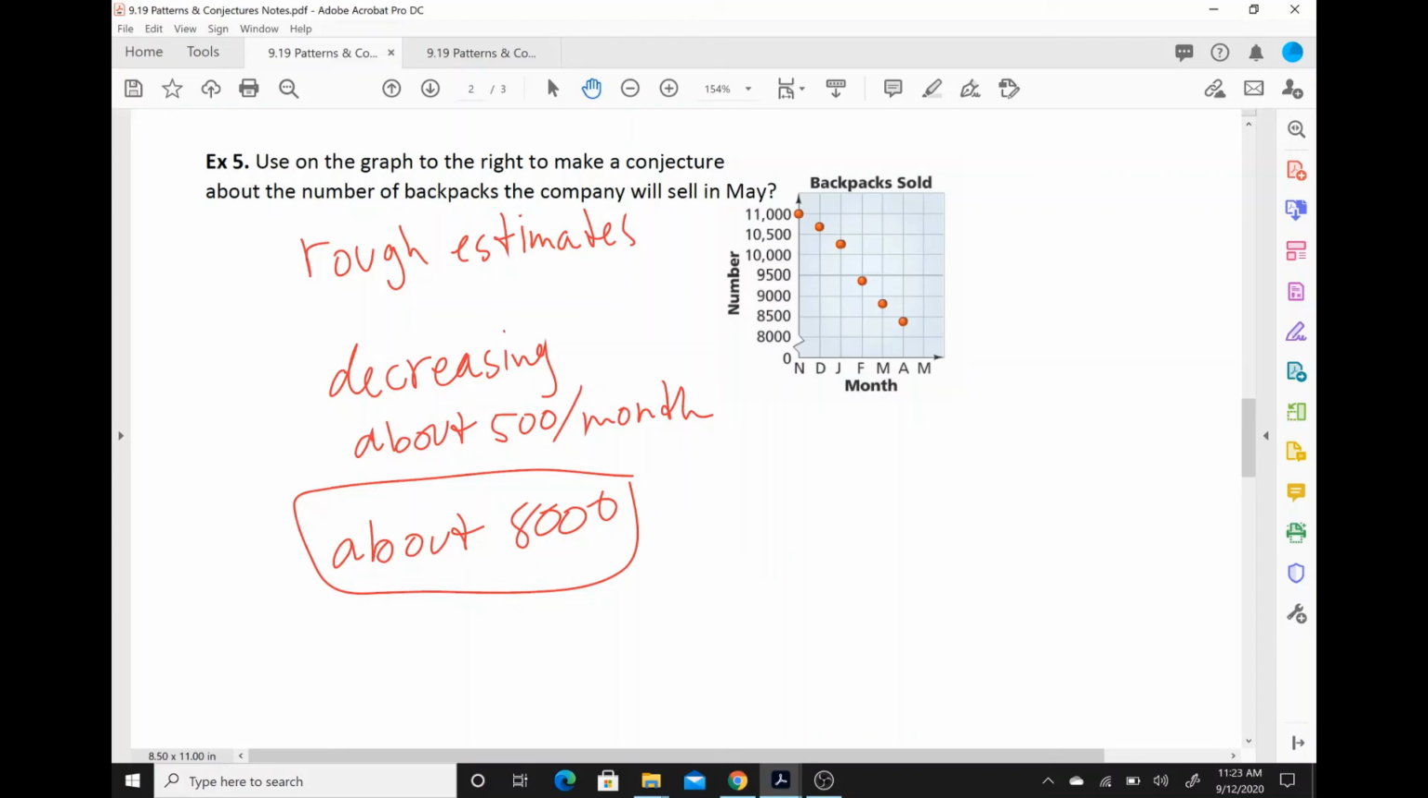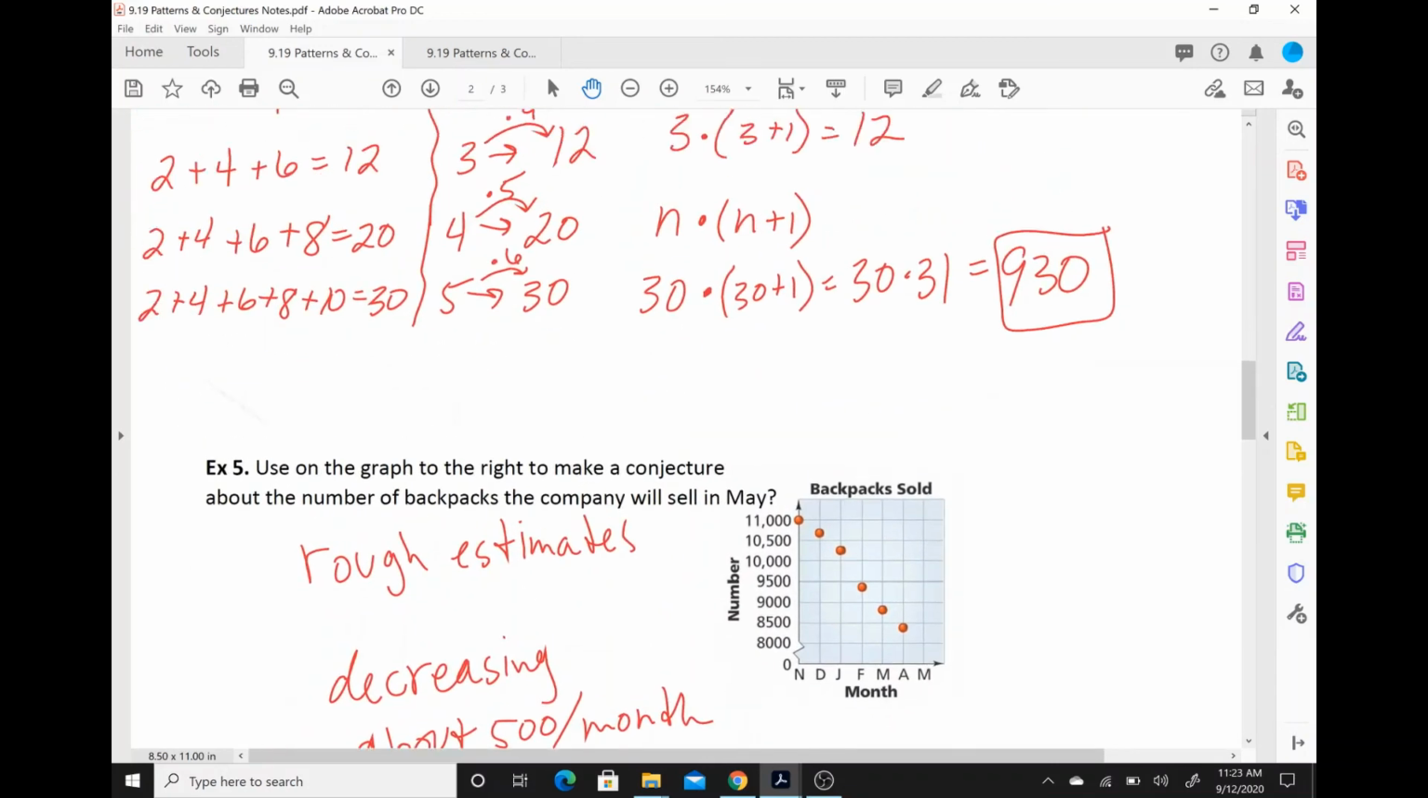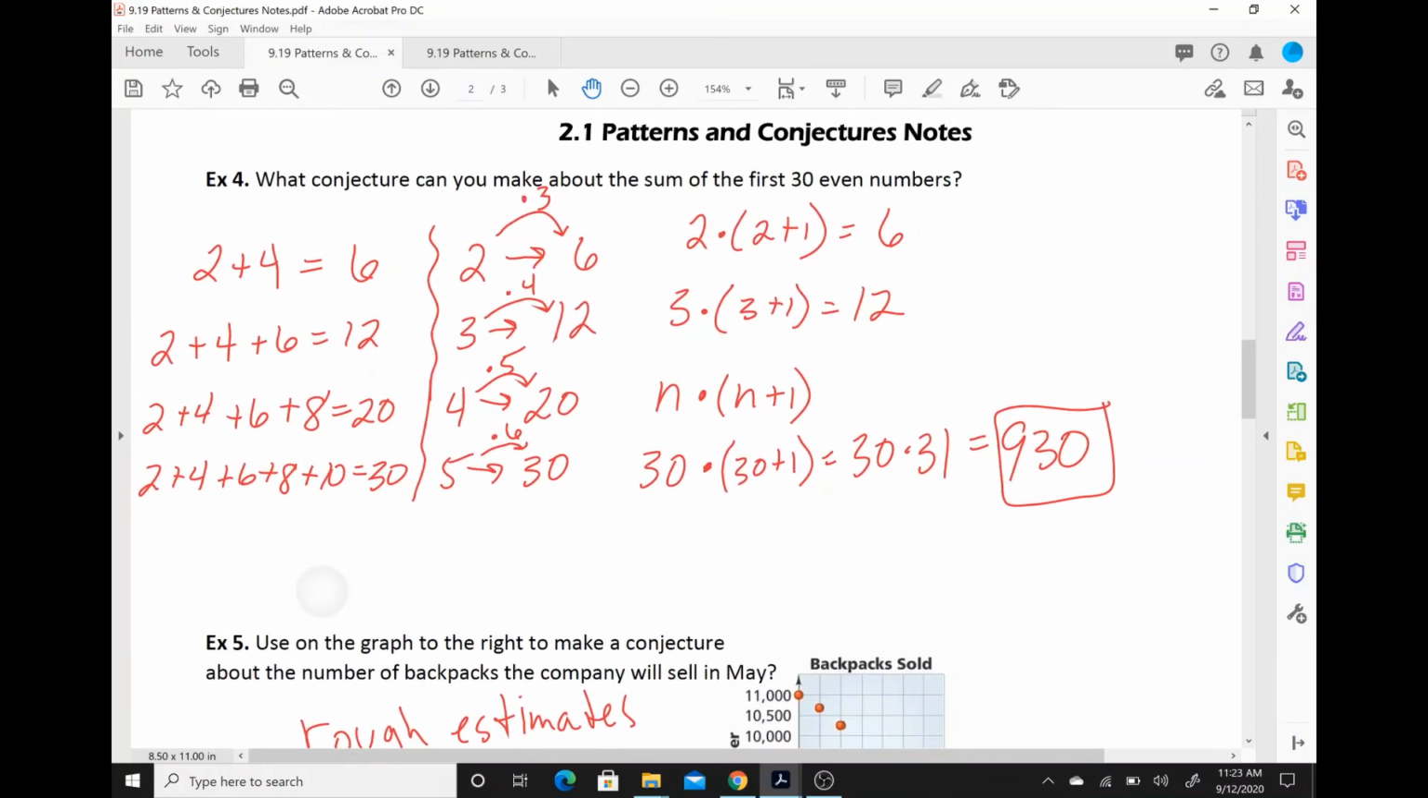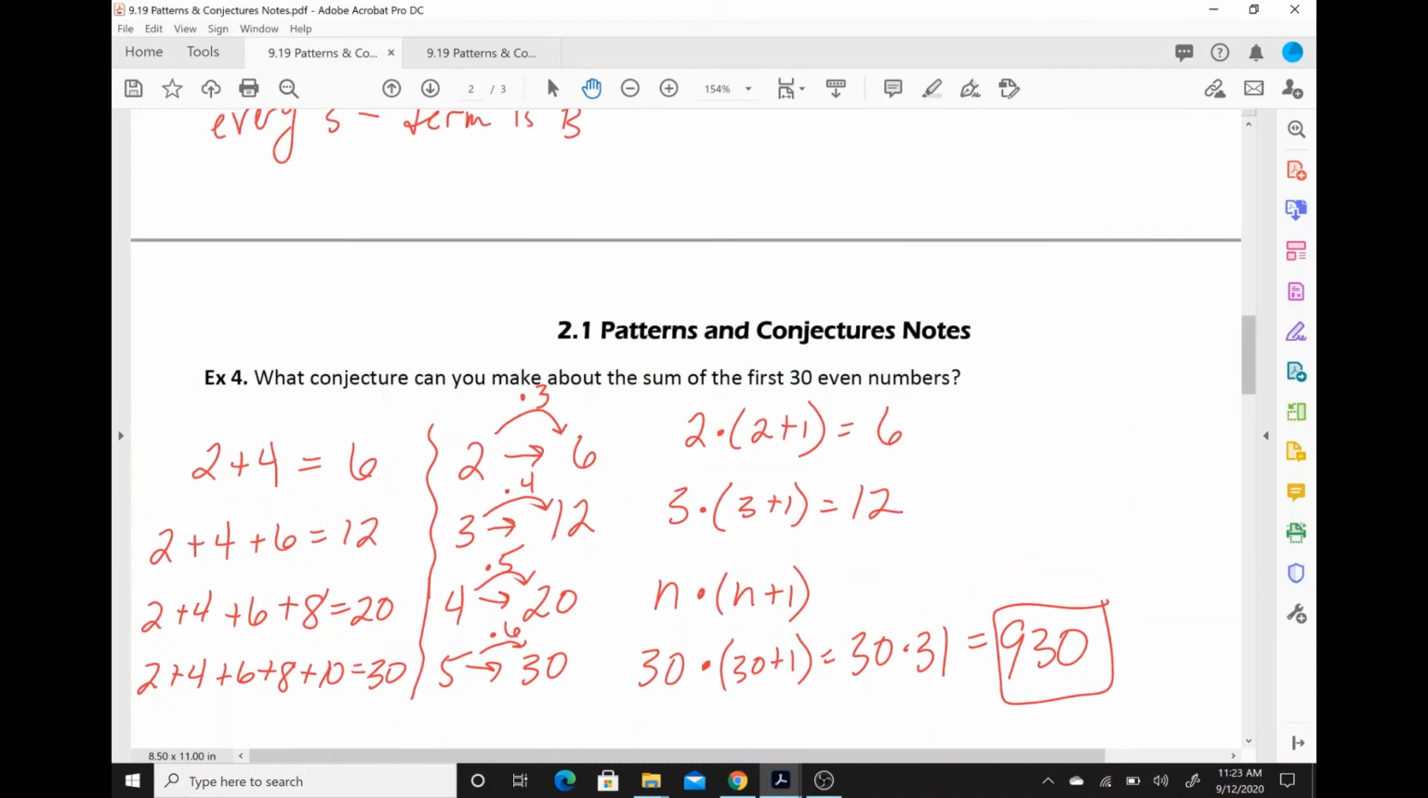You have to look for relationships. You've got to be analytical. All right, and that's a main tool for geometry. So just go through on today's assignment, try different things out. Try to make charts like we did in some of our examples. Okay? When you do that, you'll be able to see those patterns and you'll be able to figure out the next few terms. So that's all we have for patterns and conjectures, and I will see you guys next time.